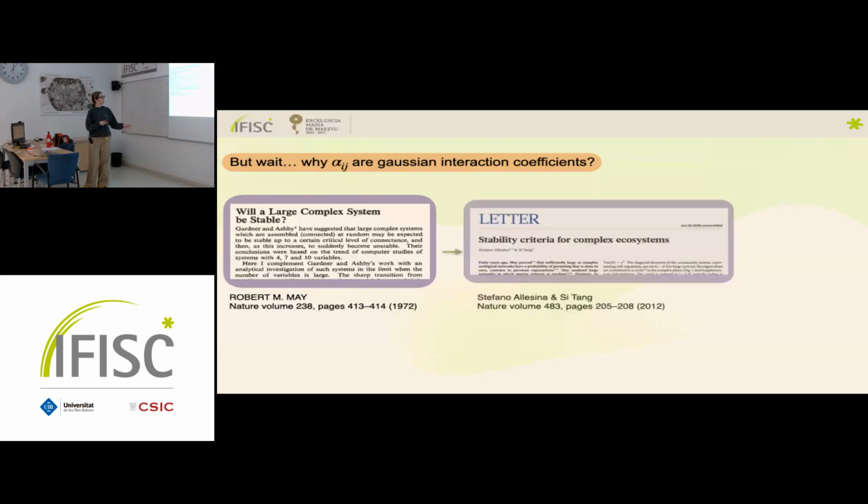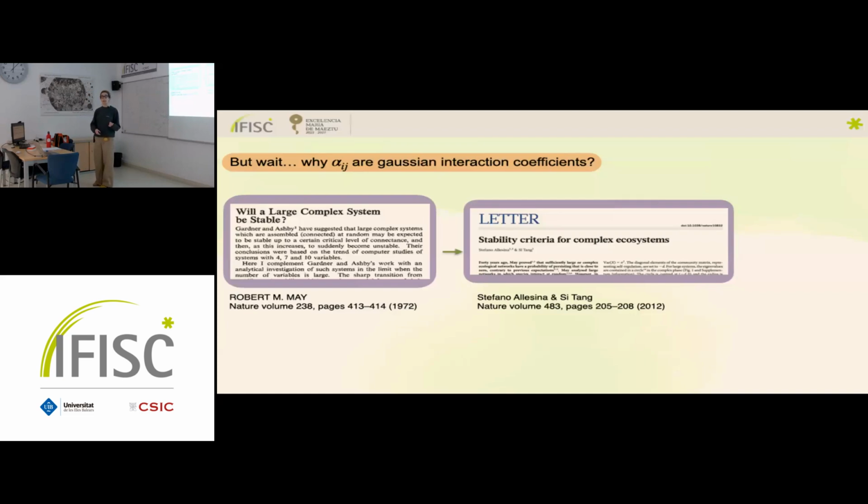Then, in 2012, Allesina and Tang expanded this theory. They said, okay, but why just Gaussian interaction coefficients? We can look also at other distributions. So this is basically what they did. They made other important contributions as they saw that the stability of a system depends on the type of interaction that takes place: if the interaction is cooperative, if it is a predator-prey Lotka Volterra model, or if it is competitive.